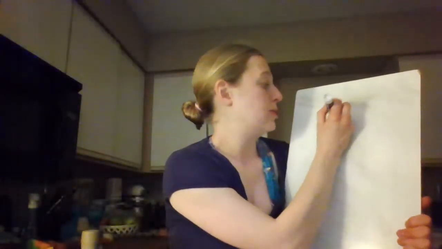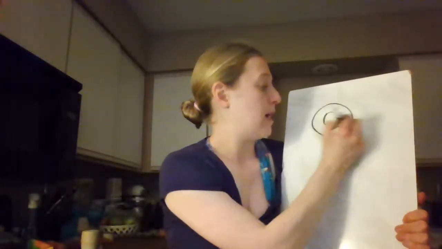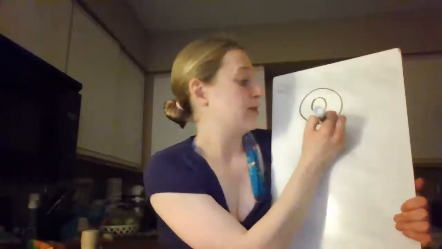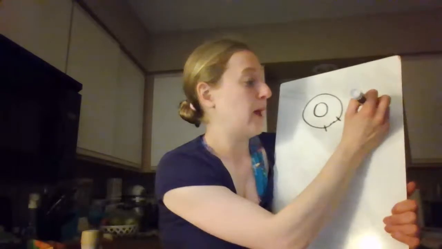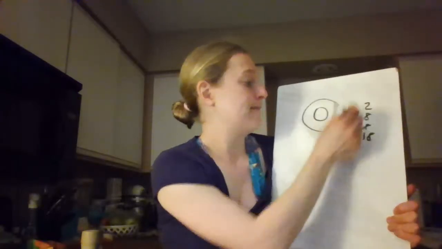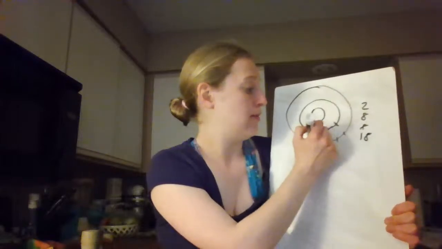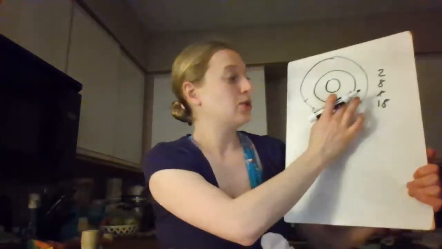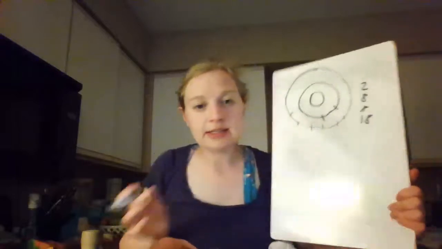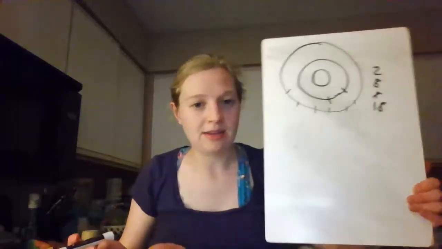Okay, so oxygen. And oxygen has how many? It has 8. So there's going to be 2 in the first because of 2, 8, 8, 18. And then in the next level, it'll have 1, 2, 3, 4, 5, 6. So 2 plus 6 is 8.